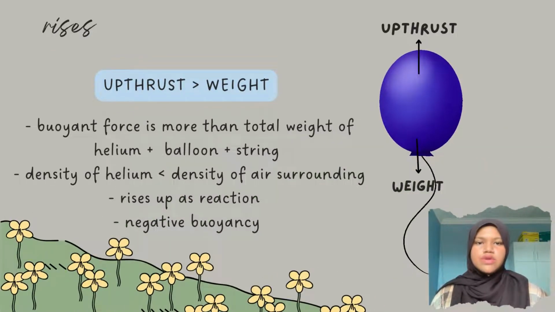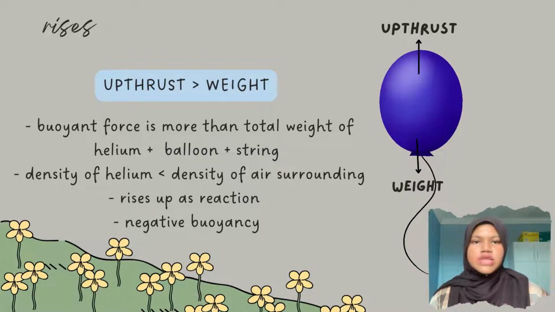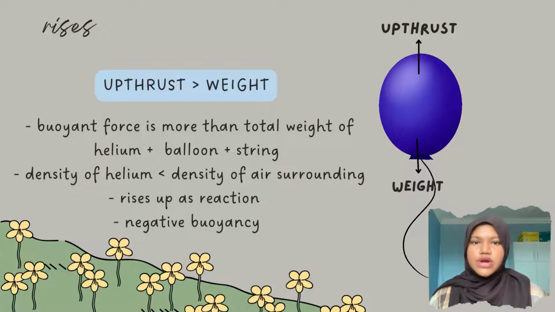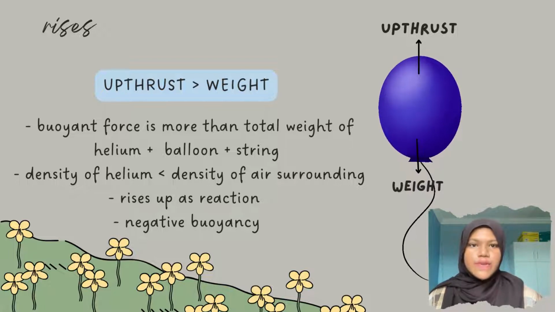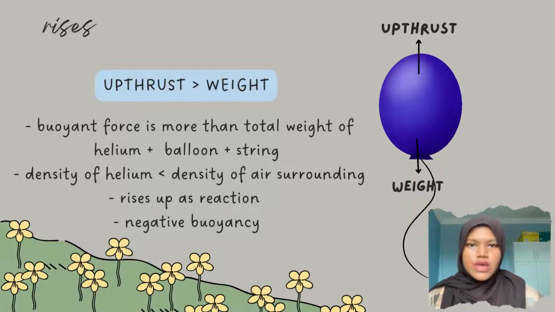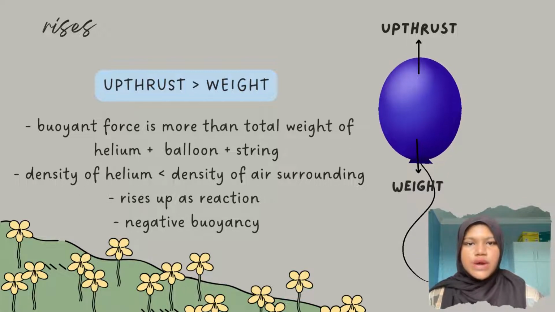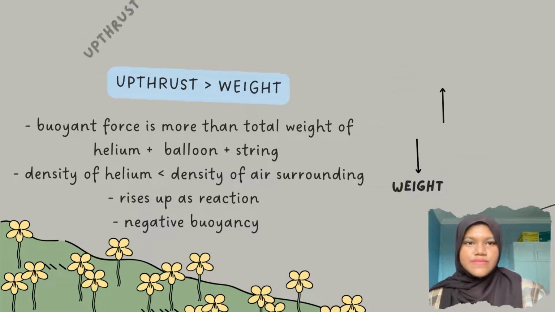So firstly, why does a balloon rise when it's filled with helium gas? As told before, the molecules of helium are very tiny and it's lighter than the oxygen or the nitrogen, which also means that the density of helium balloon is much less than the density of the air surrounding. Therefore, the buoyant force or the upthrust acting on it is more than the total weight of helium plus balloon and also the weight of the string attached to it. And as a reaction, balloon will rise upward in the air. And this state is a negative buoyancy.